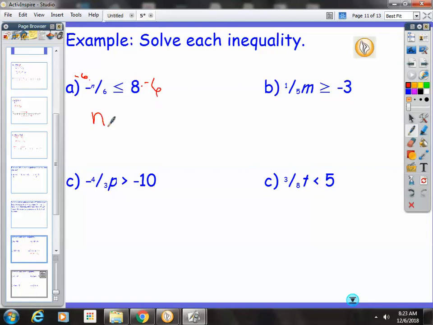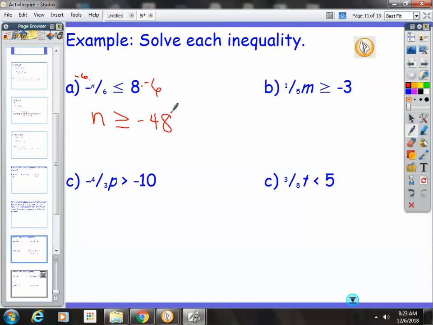Do I need to flip the inequality symbol here? Absolutely. Why do we flip it? We're multiplying by a negative number. 8 times negative 6 is negative 48. Again, I'm not going to worry about graphing right now because I want to get you some more examples.